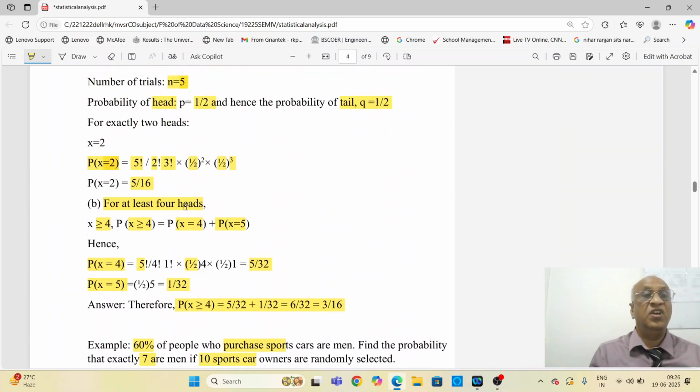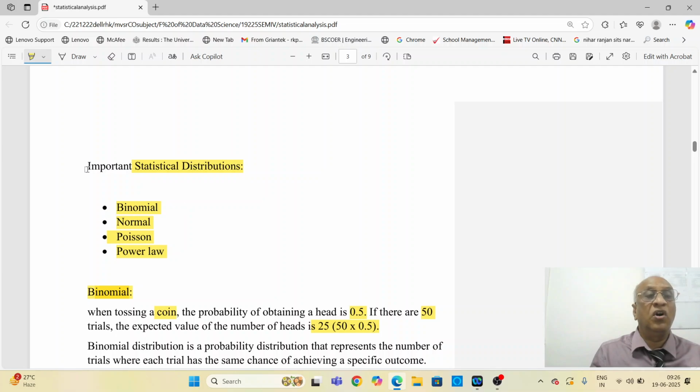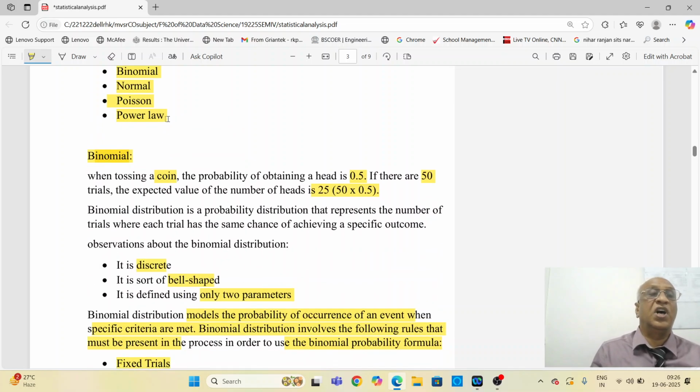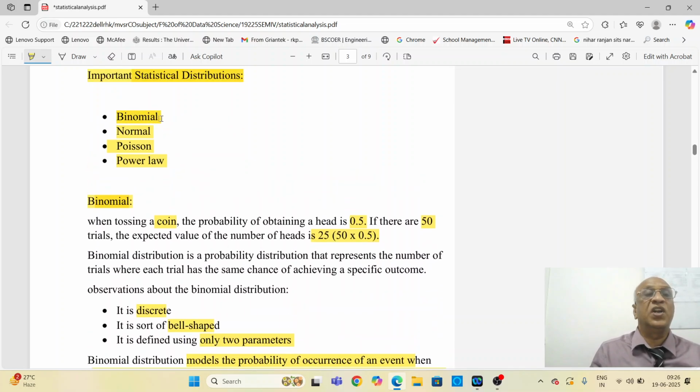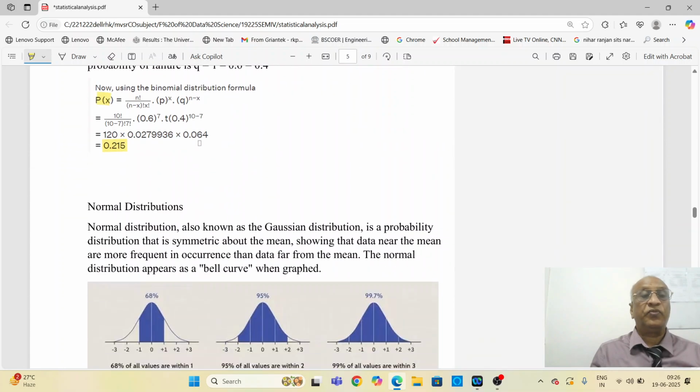So that was all about binomial distribution. So what are we learning? We are learning different important statistical distributions. Among them, the first one is binomial distribution. The second one is normal distribution. Let us look at normal distribution.